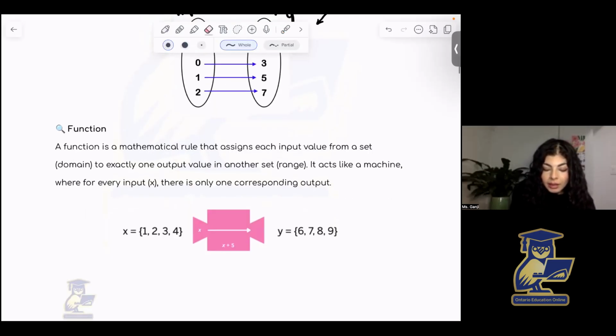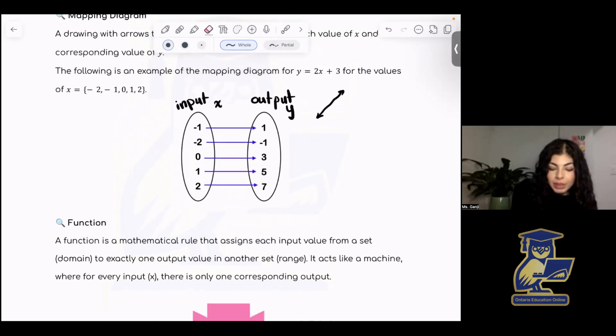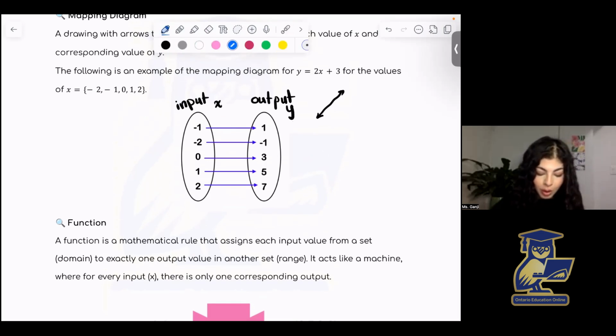So the function above as well, we see in the mapping diagram, for every input value, there's specifically only one output value that the line is drawn to. So we do not have, for example, from -1, another line going to 5. If we had that, this would not be our function. This would not be a function.